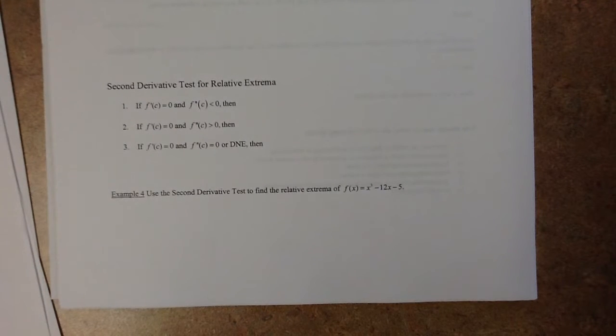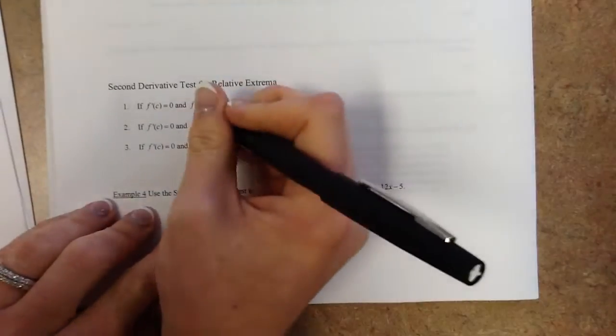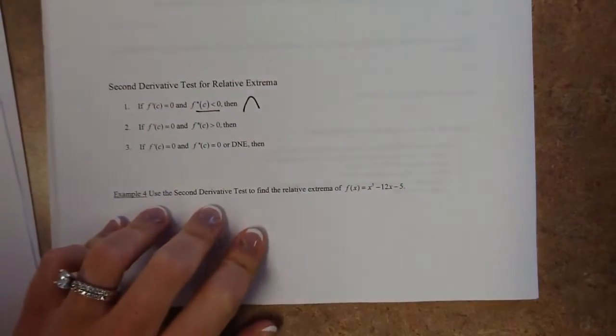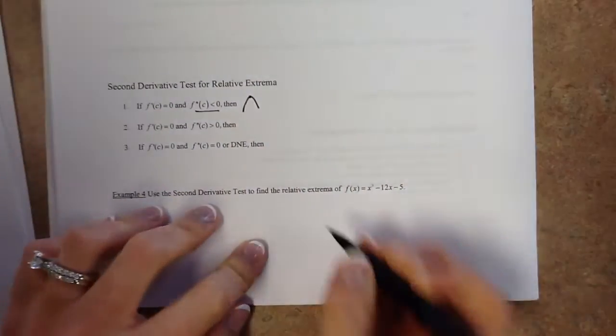So second derivative test. If f prime is 0, so that means we've got a critical point, and if f double prime is less than 0, first of all, this part right here means our graph is concave down, so it looks like this. If you've got a concave down shape, any extrema you have is going to be a max, like this.